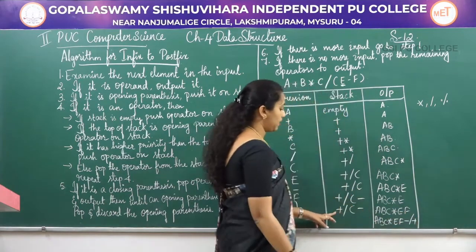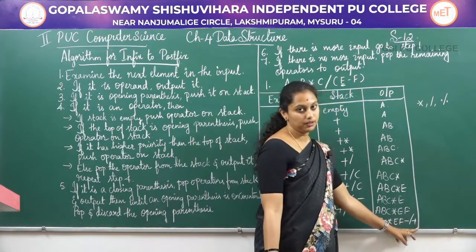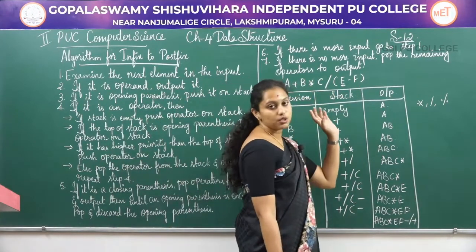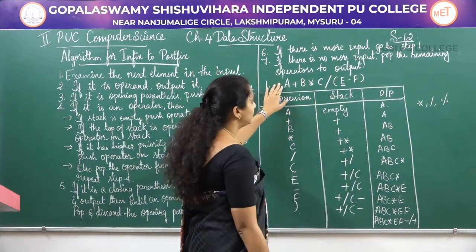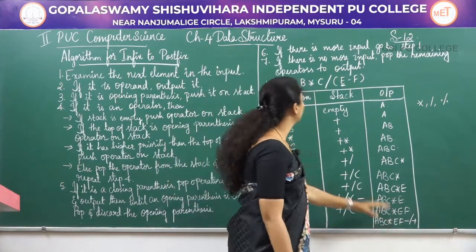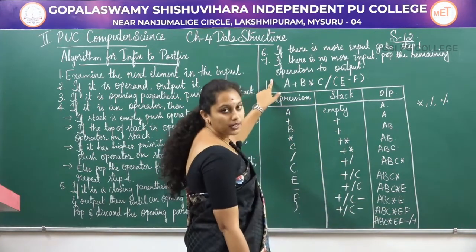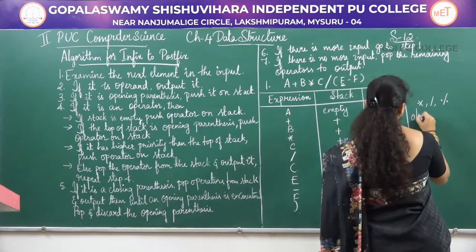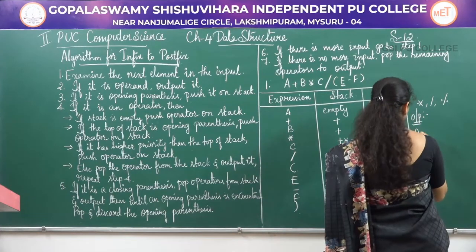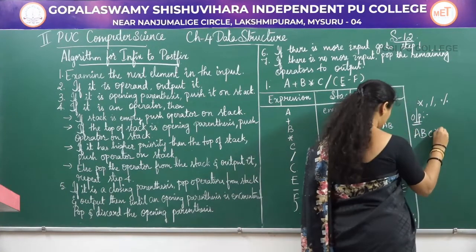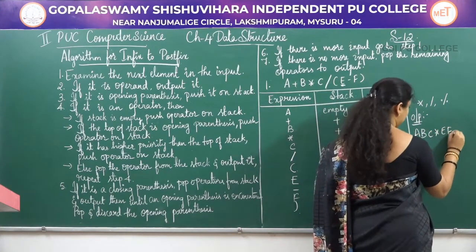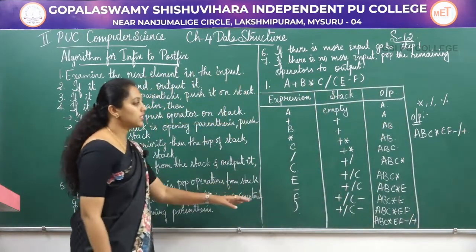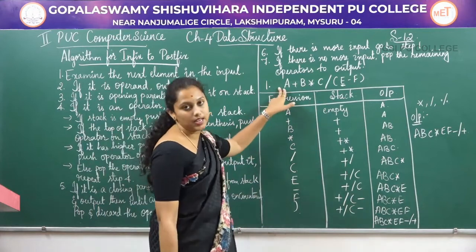Next symbols are division as well as addition symbol. Here we don't have any more input, so we have to stop at this level. We have to pop the remaining operators to the output. So the output is A, B, C star E, F minus slash plus. This is the output for this infix expression.